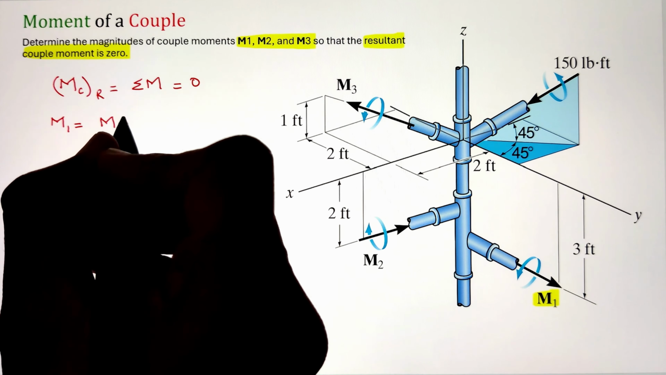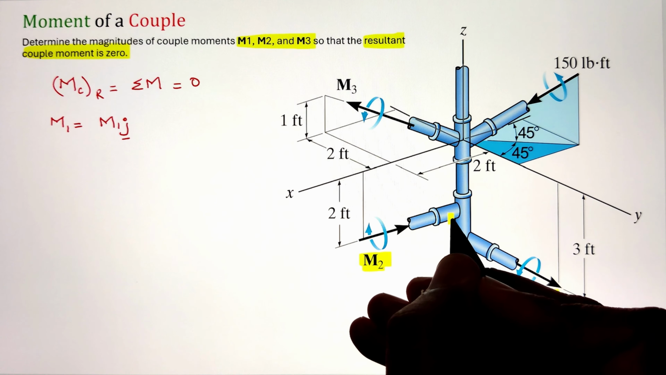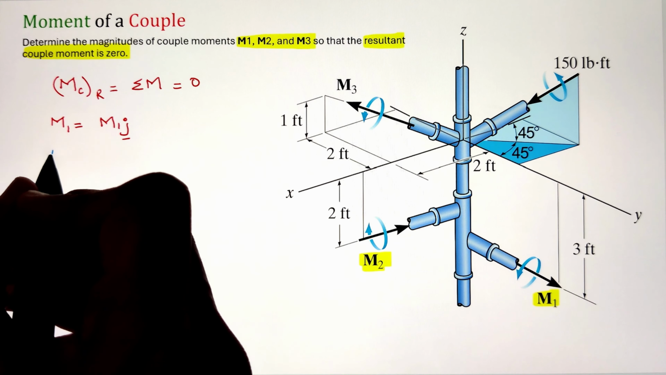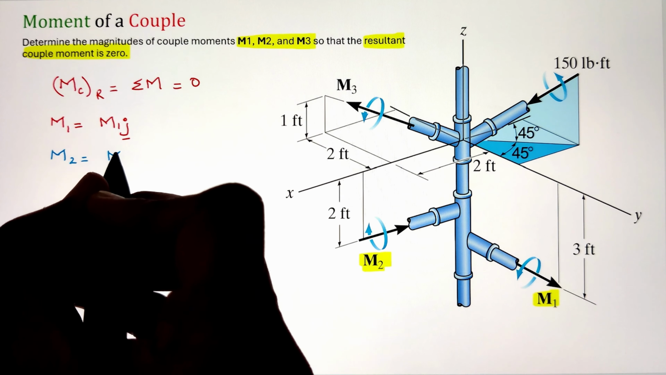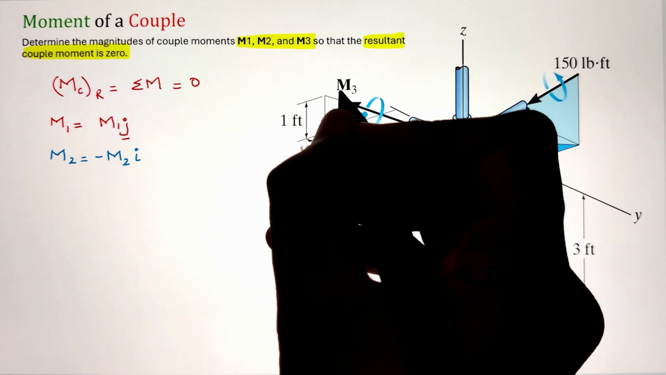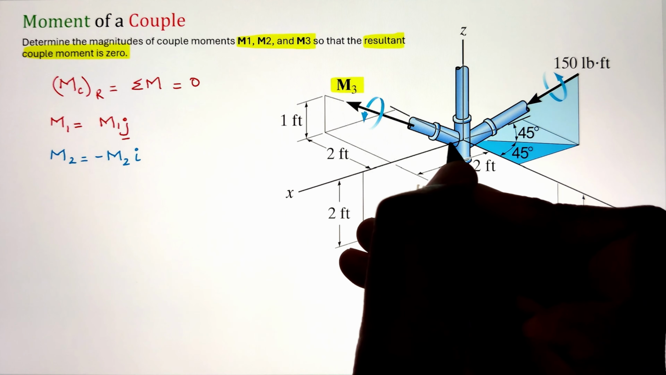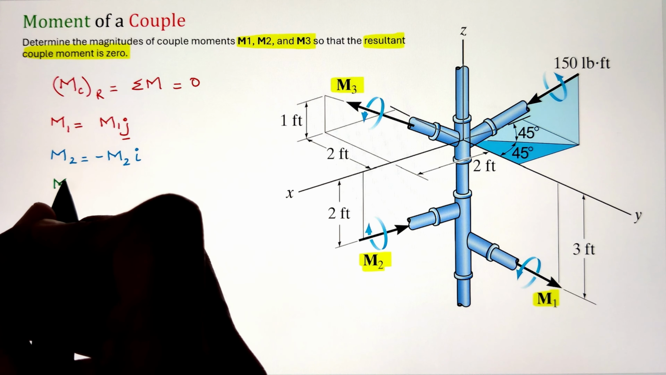To start, I have my couple moment M1 that is parallel to the y-axis. In other words, it will only have the y component, which we can represent as M1j. Next, we have M2 that is acting along the x direction. However, it is pointed in the negative x direction. That's why I have negative M2i.